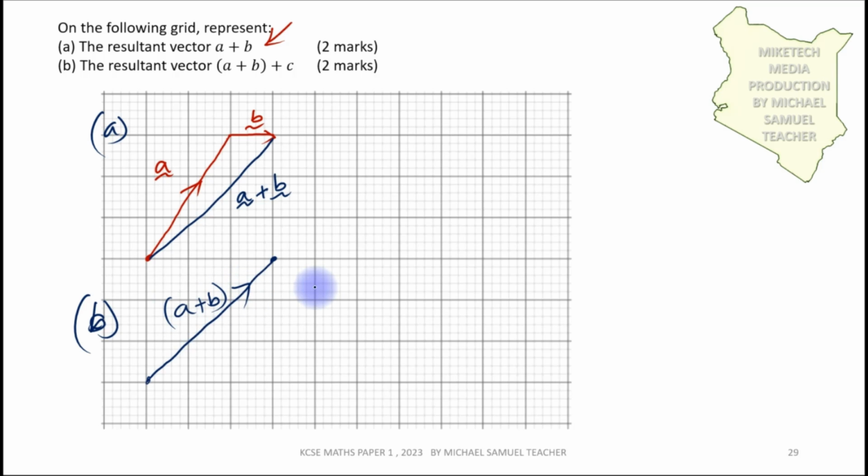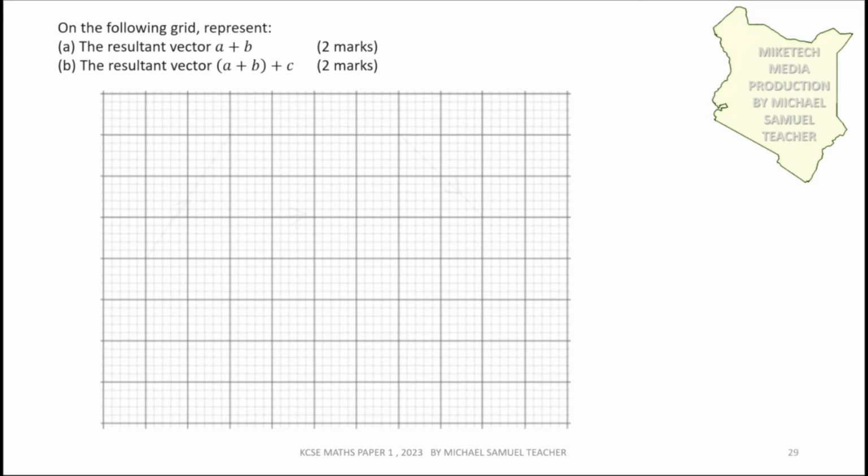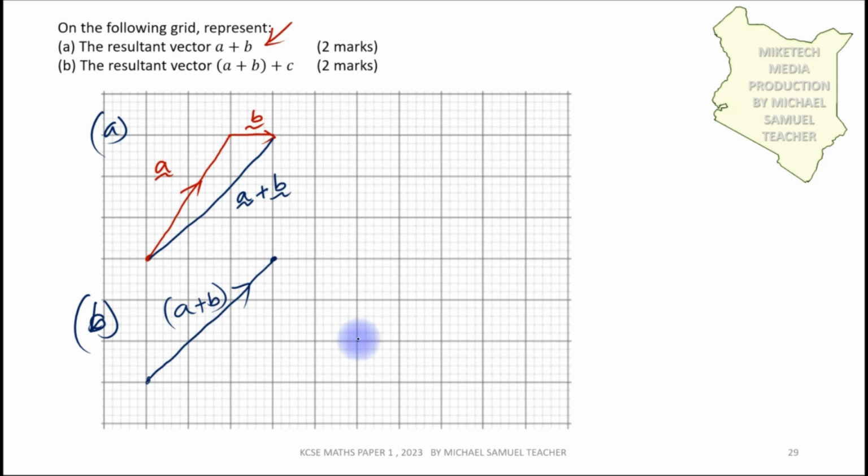Then C is downward, so this is the direction up to this particular point, C vector. Therefore, to get the resultant vector, it will be from this point to this point, which will be A plus B vector, then plus C vector. Hope that is clear. So that's how we are supposed to answer that particular question. We get the resultant vector in that manner.